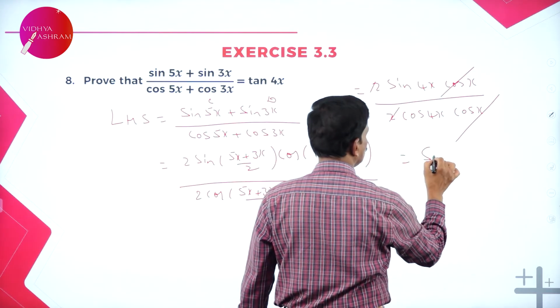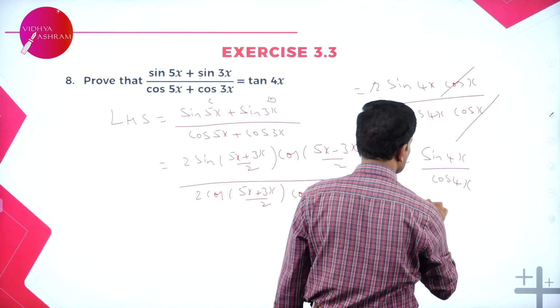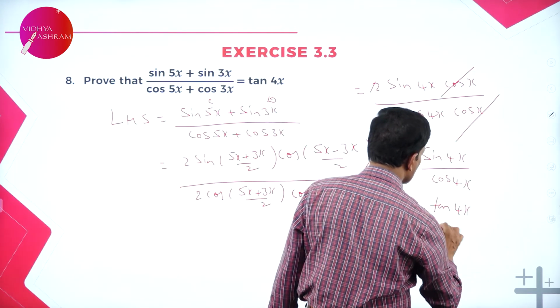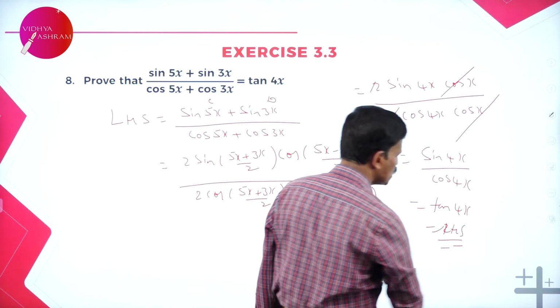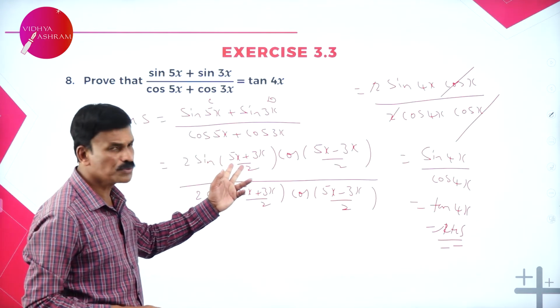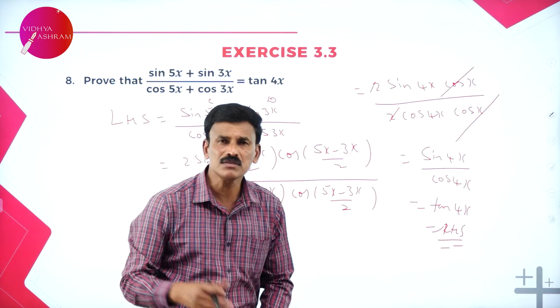What is left in the numerator? Sin 4x. In the denominator, cos 4x. What is this equal to? Sin by cos is equal to tan of 4x, which is the required RHS. That's it. Very simple for 3 marks. Just substitute sin C plus sin D, cos C plus cos D. Cancel the terms which get cancelled. You will get the answer.